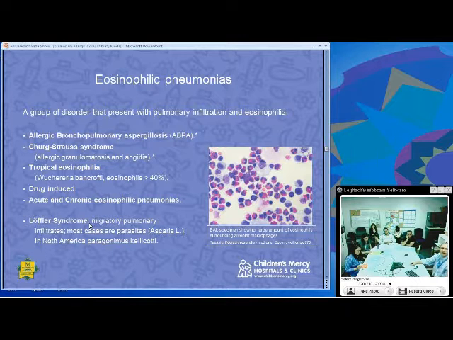So eosinophilic pneumonias. Eosinophilic pneumonias are a group of diseases that present with pulmonary infiltrates and eosinophilia. The eosinophilia can be either peripheral or on bronchoalveolar lavage. The most common diseases are allergic bronchopulmonary aspergillosis, Churg-Strauss syndrome, that now is called eosinophilic granulomatosis with polyangiitis, tropical eosinophilia with Wuchereria bancrofti, and drug-induced. You can have acute or chronic eosinophilic pneumonias, and Loeffler syndrome, where most of the cases were found to be parasites like Ascaris.